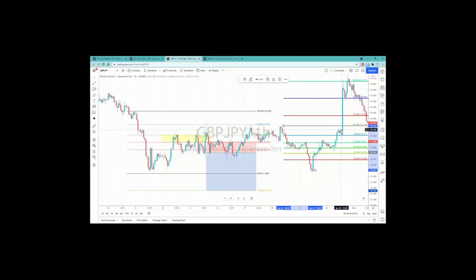Now, the price levels, so we've talked about the 100, the 78.6, the 61.8, the 50, the 38.2, and 23.6.